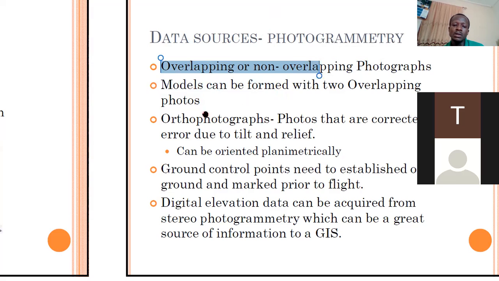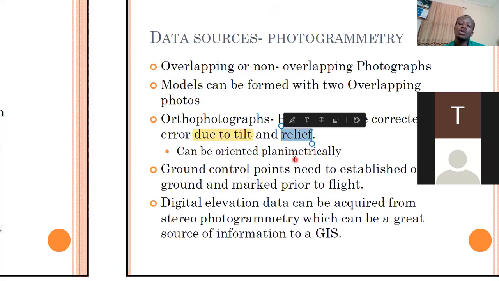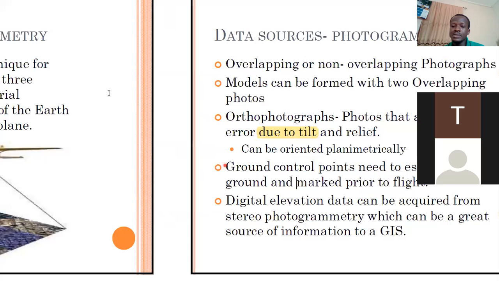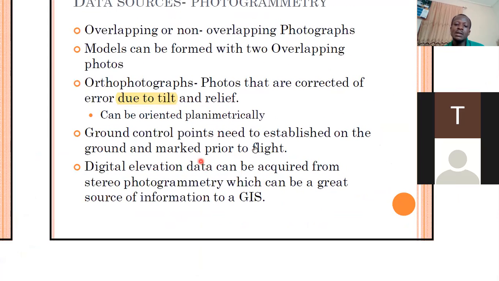Okay, all right. We can generate what we call the auto photographs. Normally we don't want the photo to be tilted, so the camera has to hang vertically over the area. So we always want to get rid of tilts of the camera. And then also, if the area has a lot of undulation, which we also call relief, we also want to get rid of that.